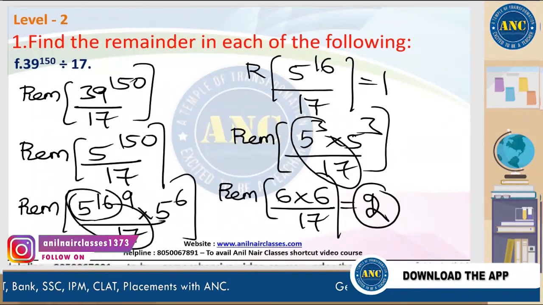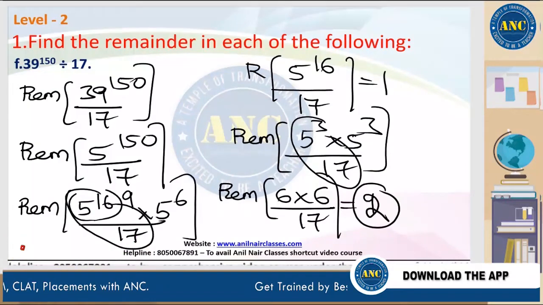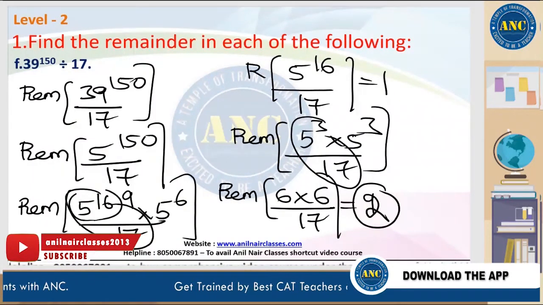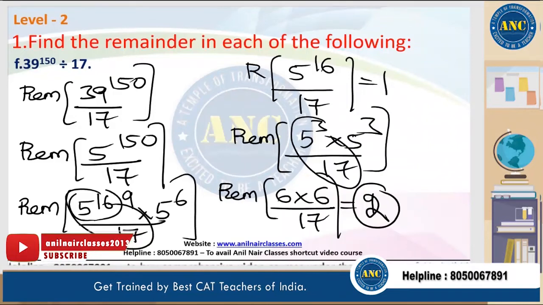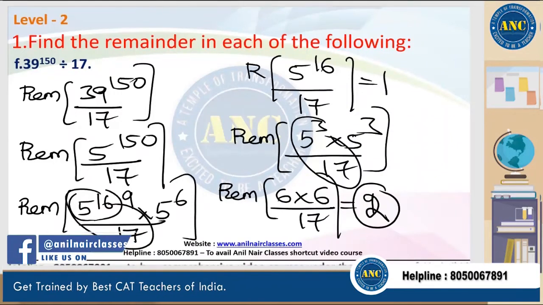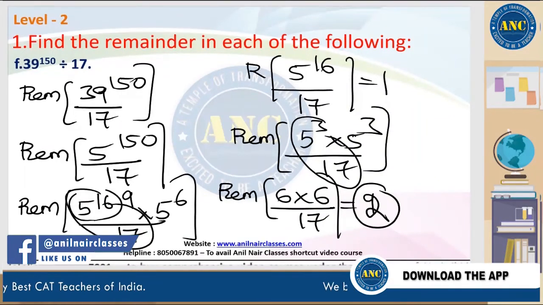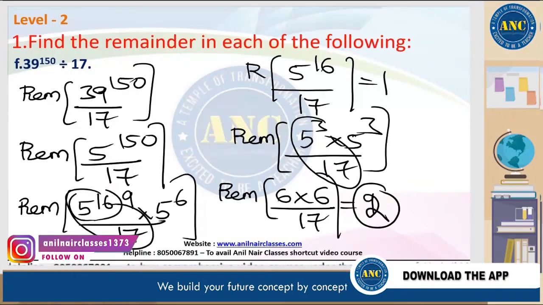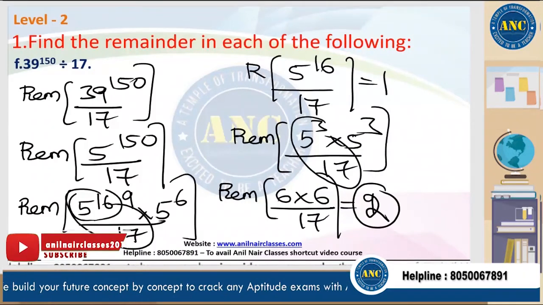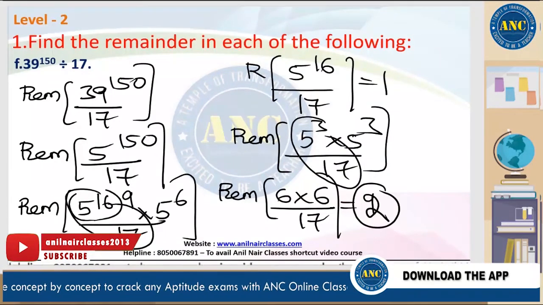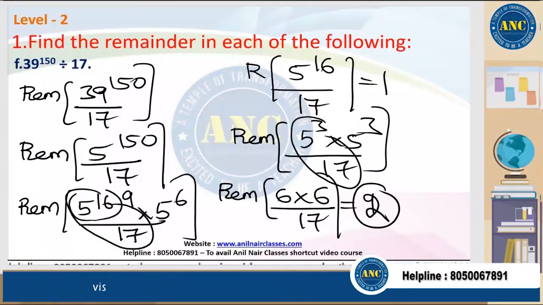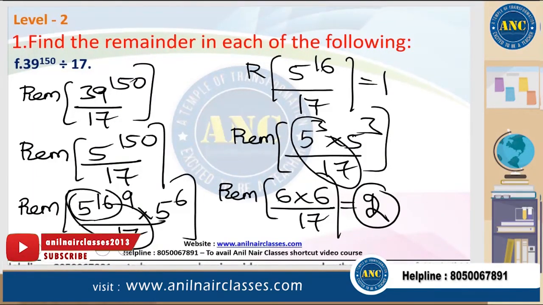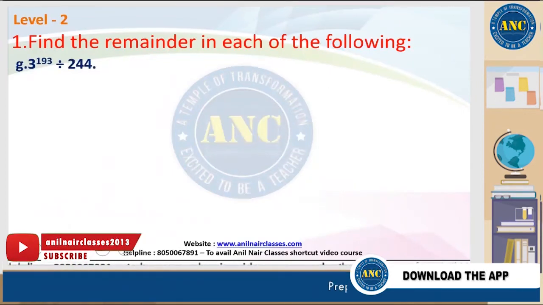Directly you can use 16 or you can use the factors of 16. So 5 power 16 by 17 is 1. What is the multiple of 16 till 140? Which is 144. Remaining is 5 power 6. 5 cube into 5 cube divided by 17. 5 cube is 125. 17 7s are 119. Remainder is 6. I hope the idea is clear. Power to the power. Okay.